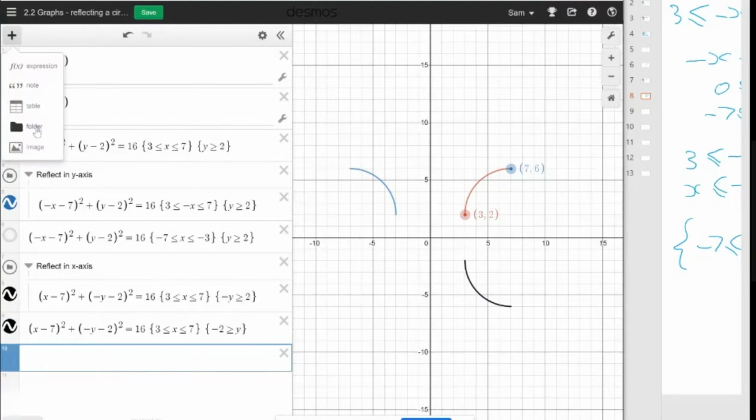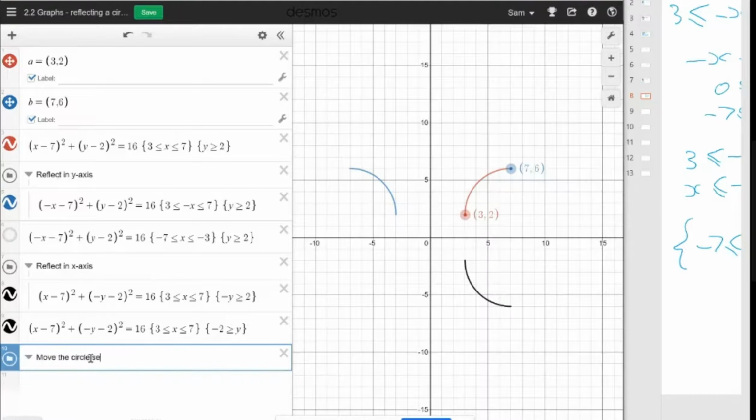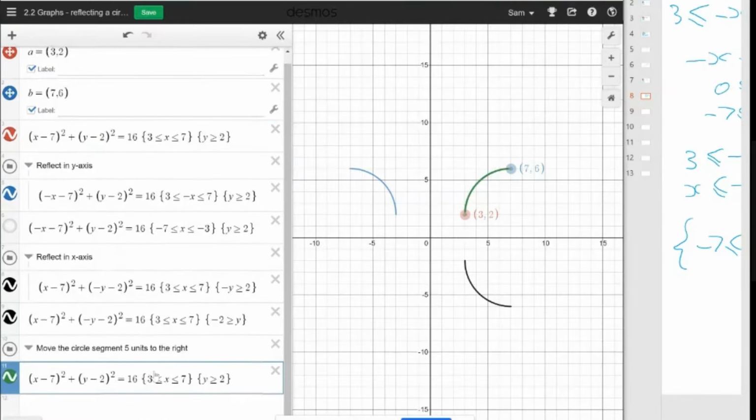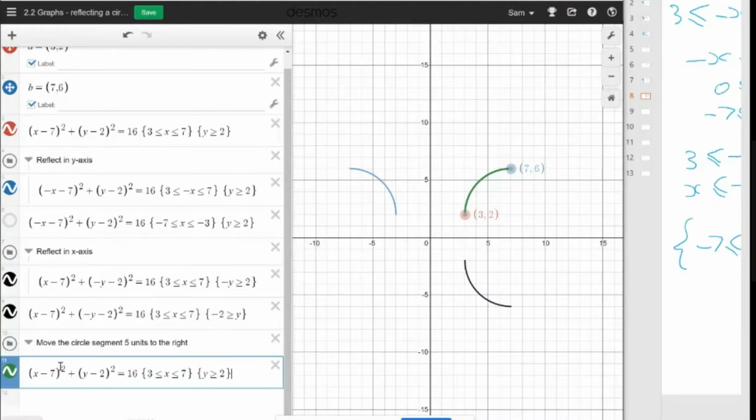Finally, what I want to do is move the circle segment, let's say 5 units to the right. So I'll get my original. 5 units to the right. So wherever I see x, I want to replace it with x minus 5. So I'll replace this x with x minus 5. Replace this x with x minus 5. And we can see that it works.